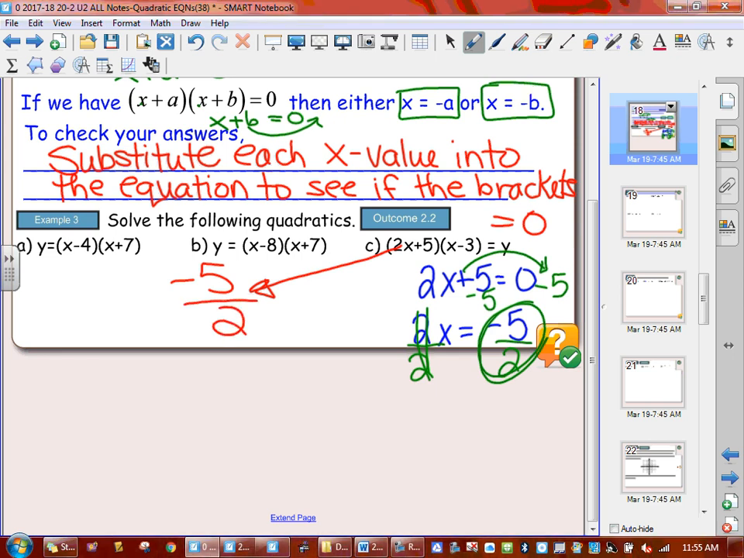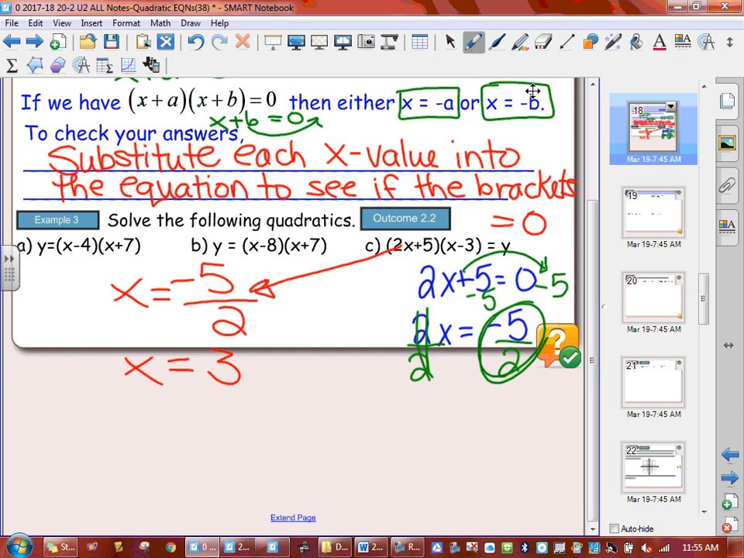What would make this bracket equal to 0? What subtract 3 equals 0? 3. Good job. Just do the opposite side. So we've got x equals negative 5 over 2, and x equals positive 3. And those would be our 2 solutions for that question. Okay? So whenever you've got a number in front of x, he's going to slide under and create a fraction. But you do the same rule. You do the opposite of the guy without the variable. So opposite side.